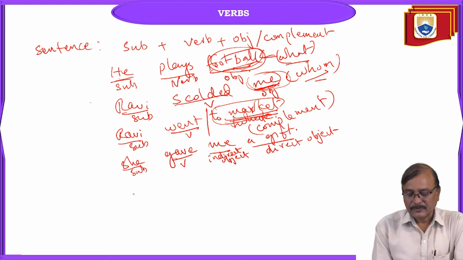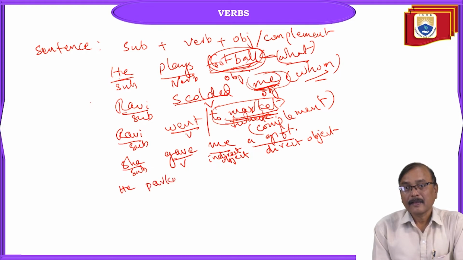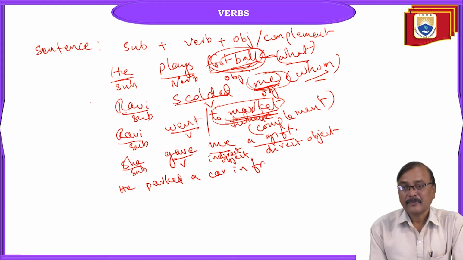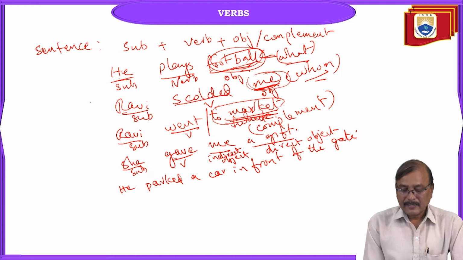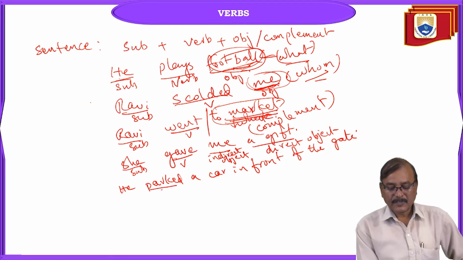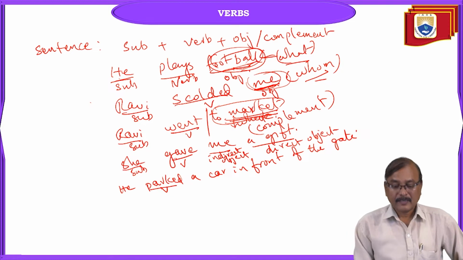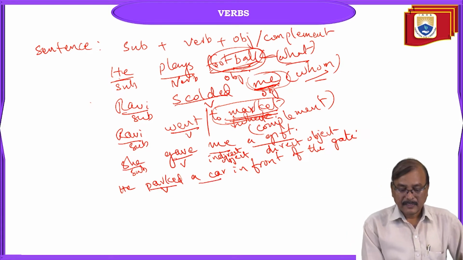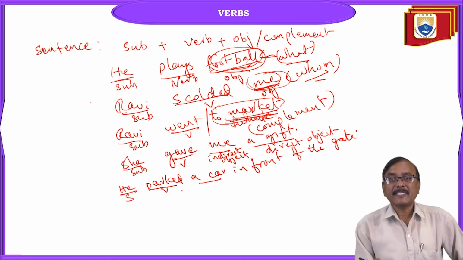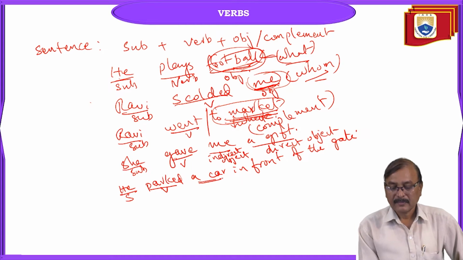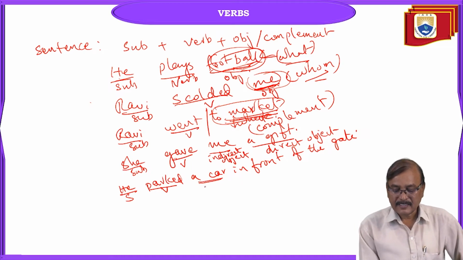Right. Now, see, he parked a car in front of the gate. In front of the gate. What is the verb? Parked. He is the subject here. Parked is the verb. What is the immediate question? He parked what? A car. Is it clear? This is an object.